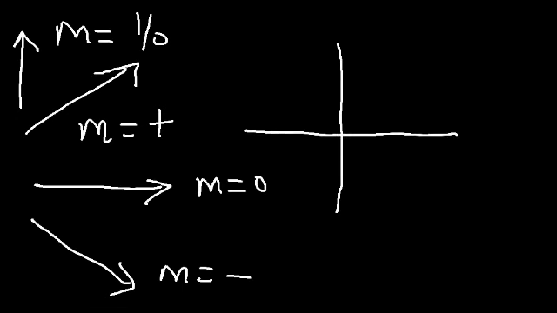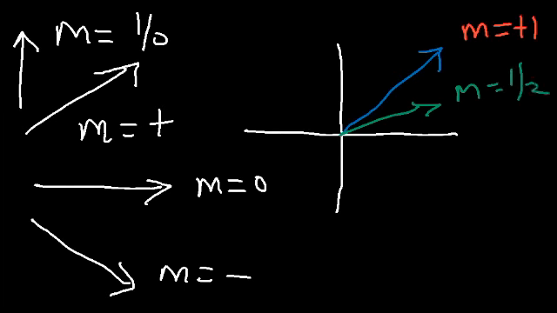Whenever you have a line that increases at a 45-degree angle, the slope is exactly 1. If it's increasing less than a 45-degree angle, it's less than 1. This could be like 1/2. If it's increasing more than a 45-degree angle, it's going to be greater than 1. This slope could be about 2. And over here, if it's going down at a 45-degree angle, it's a negative 1.